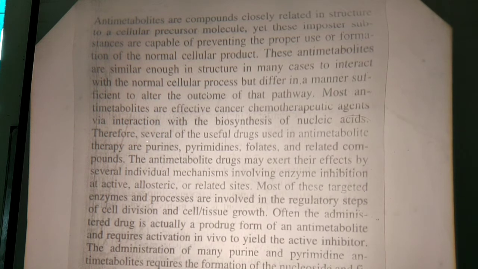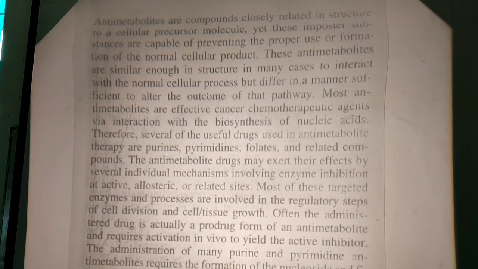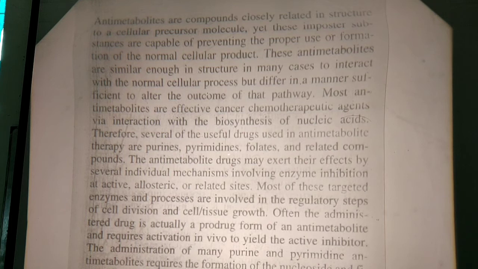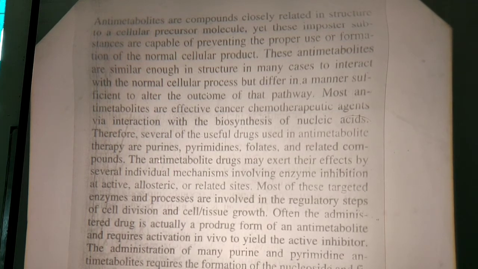Most antimetabolites are effective cancer therapeutic agents via interaction with the biosynthesis of nucleic acids, that is DNA and RNA. Therefore, several of the useful drugs used in antimetabolite therapy are purines, those are the larger bases, that is adenine and guanine, and pyrimidines, cytosine and thymine, and then the folates and related compounds. So there is number 1 purine, number 2 pyrimidine, and number 3 folates.